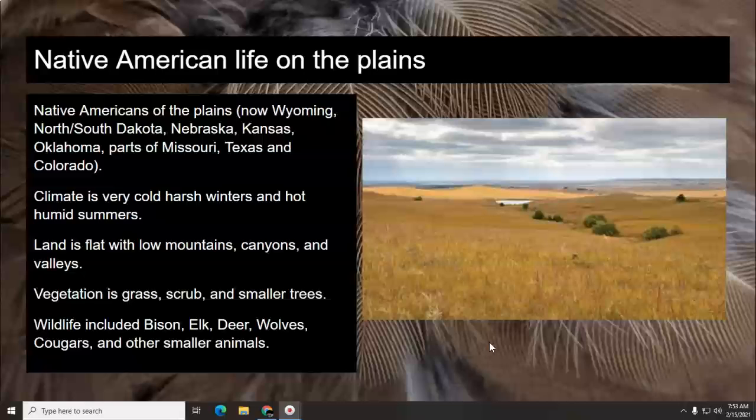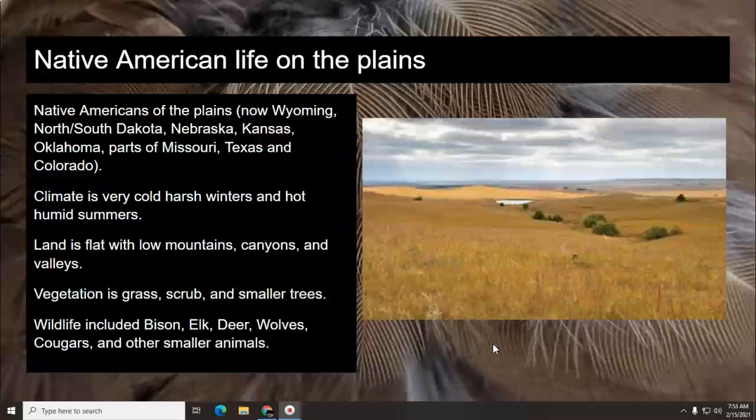Their life on the Plain States means that they lived in areas that are now the states of Wyoming, North and South Dakota, Nebraska, Kansas, Oklahoma, parts of Missouri, Texas, and Colorado. The climate there has very cold, harsh winters and hot, humid summers. In the wintertime, the temperatures dip below zero, and there is a lot of snow and permafrost. It would have been very difficult for them to develop sustained agriculture in these areas.